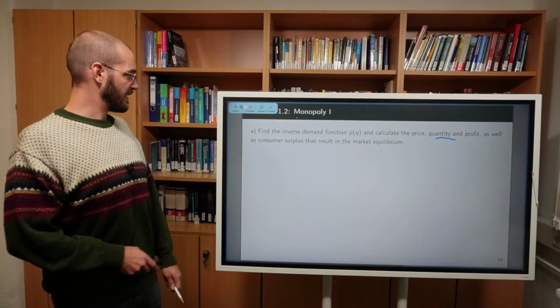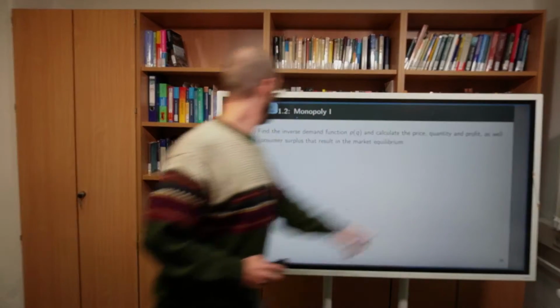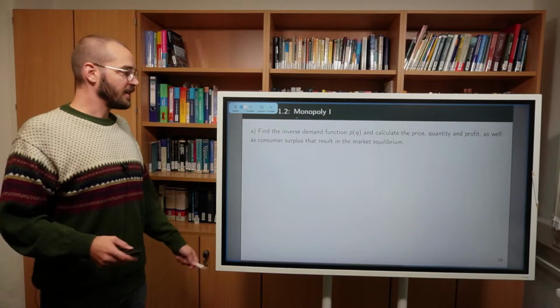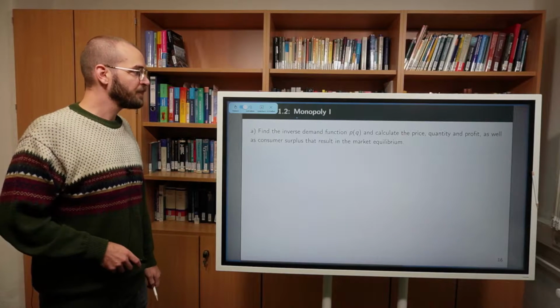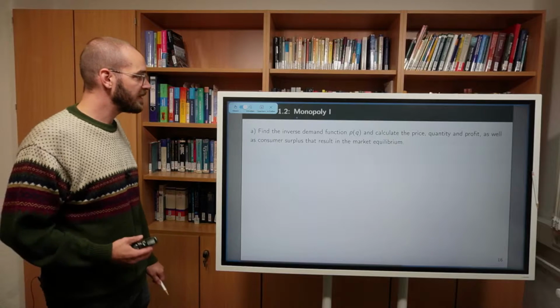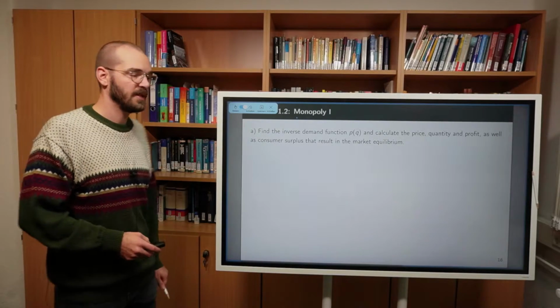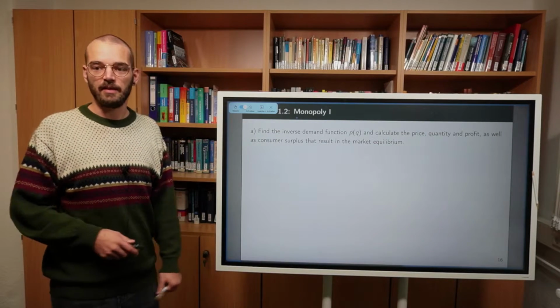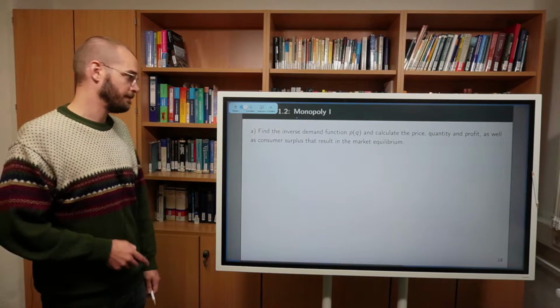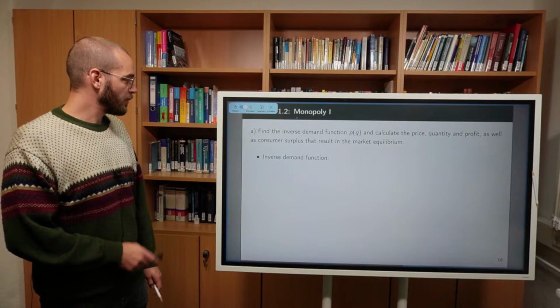Now in the first task we are asked to find the inverse demand function, so P of Q, and calculate the price, quantity and profit as well as consumer surplus that result in market equilibrium, right? So start by finding the inverse demand function and then identify and characterize the market equilibrium. Let's do this one by one.